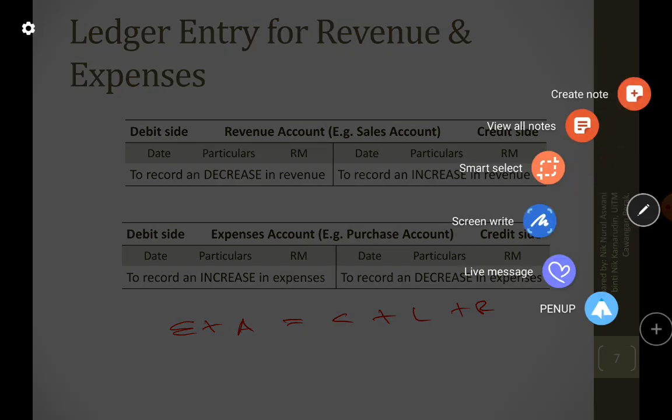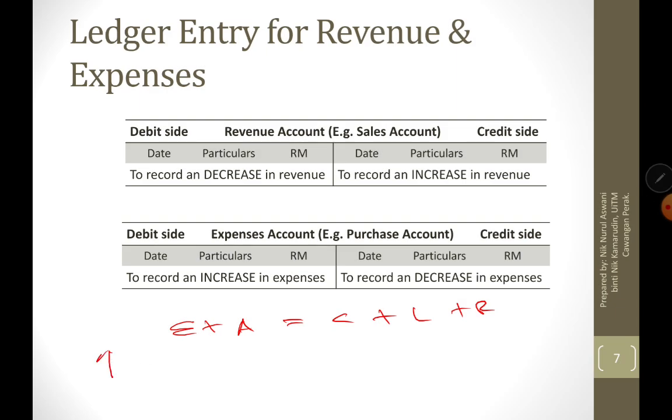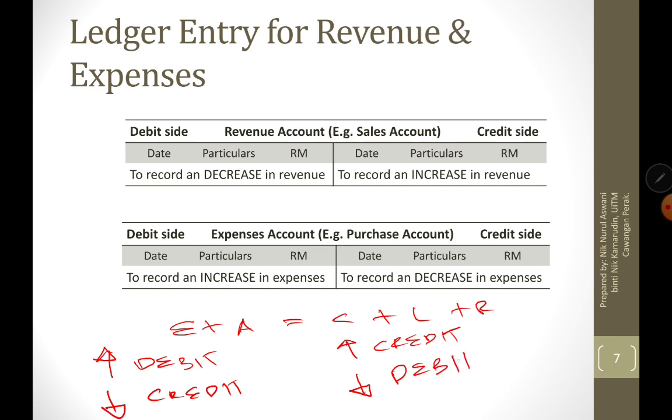Okay, increase in expenses and assets, we will debit it. Increase in capital, liabilities and revenue, we will credit it. While if it is a decrease in expenses and assets, we will credit the asset and expenses accounts. If decrease in capital, liability and revenue, we will debit the accounts. Capital, liability and revenue will be debited if decreased. So here revenue decrease, we will debit it.